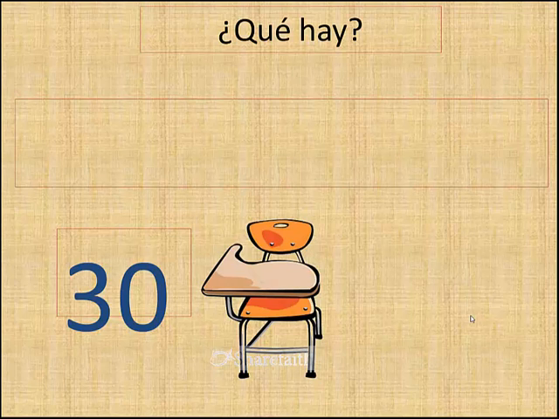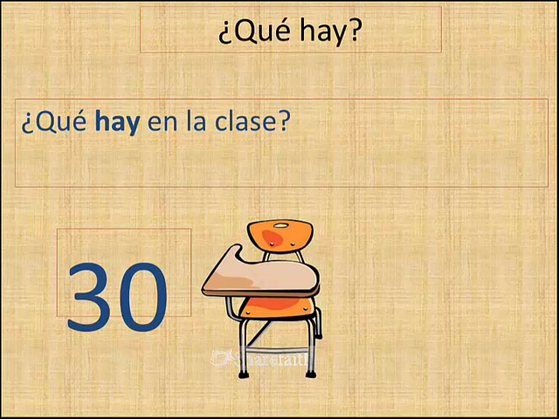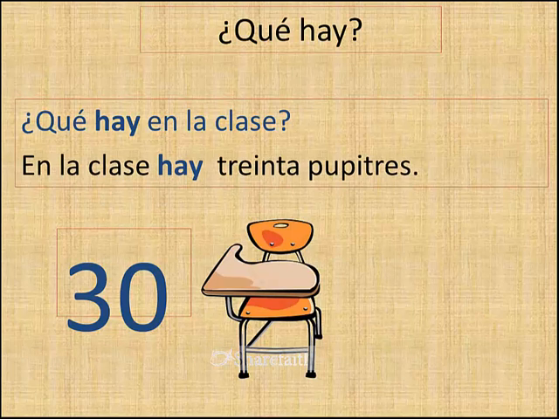Okay, ¿qué hay? So the question here would be, ¿qué hay en la clase? What is there in the class? And the answer is, en la clase hay 30 pupitres. Again, you could just say, hay 30 pupitres. And you could also just take en la clase and shift it, okay, behind 30 pupitres, and then you would say, hay 30 pupitres en la clase. Interchangeable structure there.